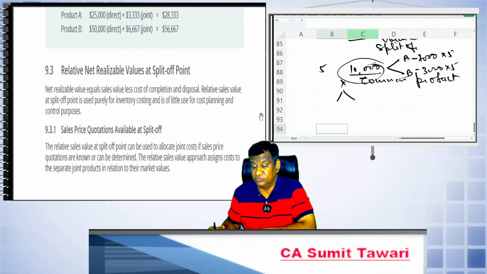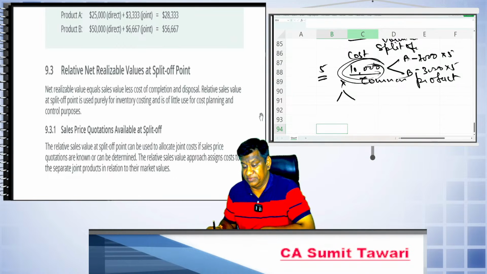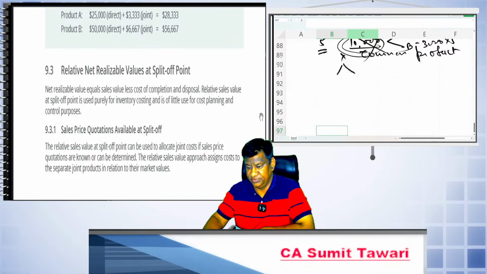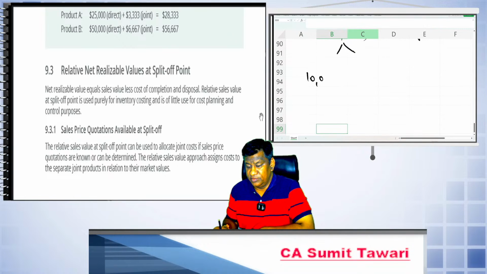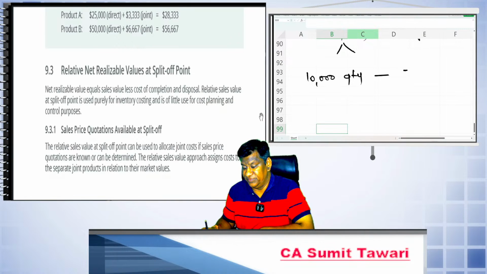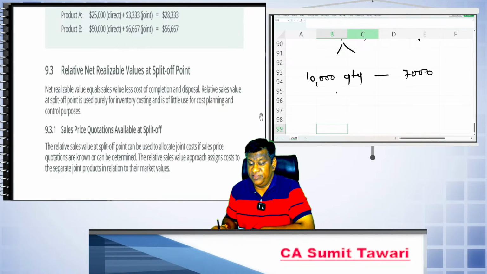10,000 is my quantity, and that I can sell at $5, so I can apply this, whatever the cost may be. The cost incurred is 7,000, and the $5 is my end value.